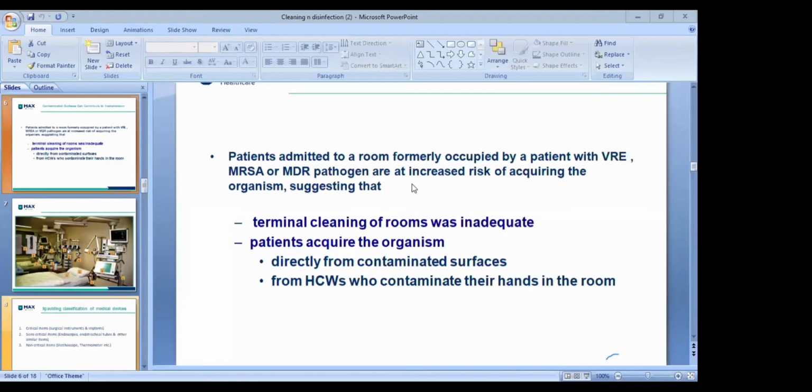In these cases, the trigger goes from the microbiology department that the patient grew VRE, MRSA, or MDR. So we put our tram card on the door card. We usually write that this is a VRE patient or an MRSA patient or a multi-drug resistant organism. In those cases, if terminal cleaning of rooms was inadequate, the next patient could acquire the organism directly from the contaminated surface. So these are the things which need to be covered in training, that these areas need to be cleaned properly.